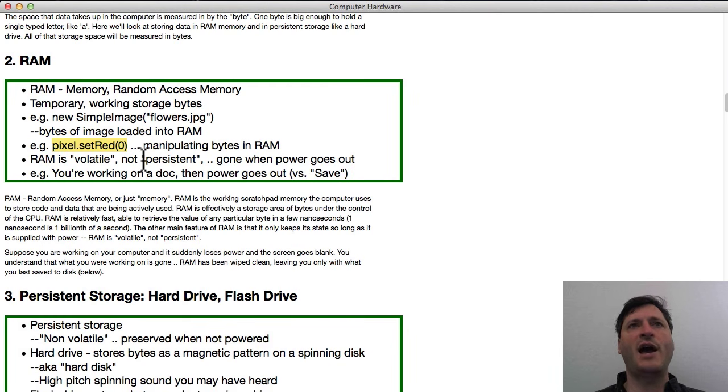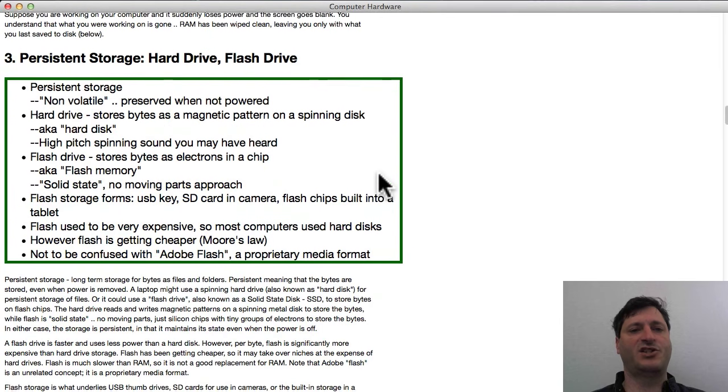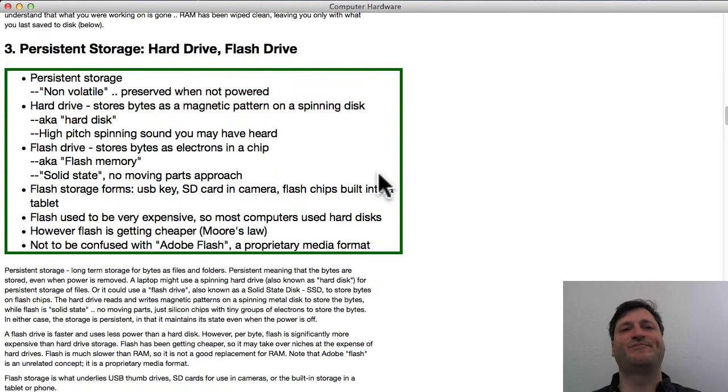And the version that you have is the version that you saved. So in a word processor, when you hit the save command, really what you're doing is taking the version that's in RAM, this temporary version, and writing it to disk. And disk is something we'll talk about in a second. So that gives you the sense of what it means to be persistent like disk, or volatile like RAM. All right, so that leads us to our third hardware component, persistent storage.